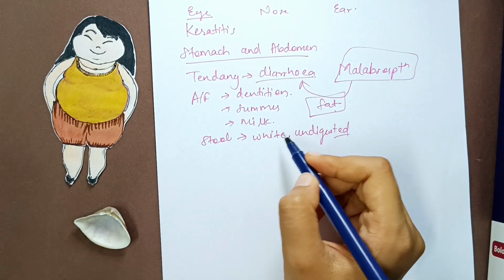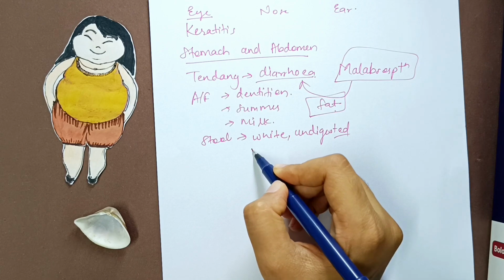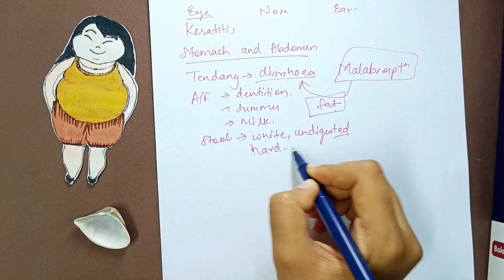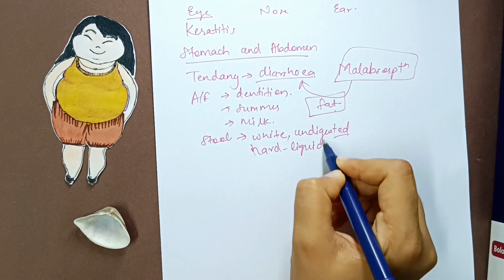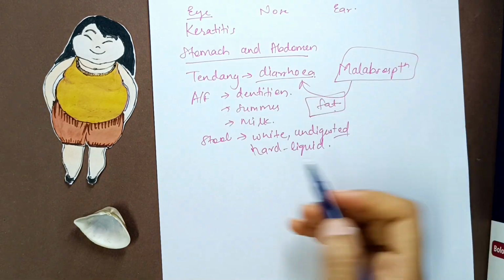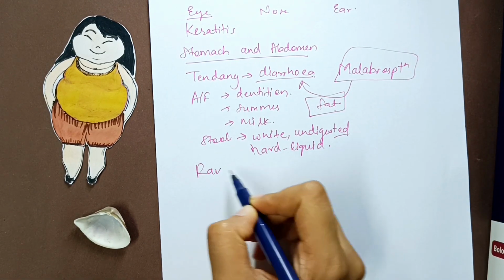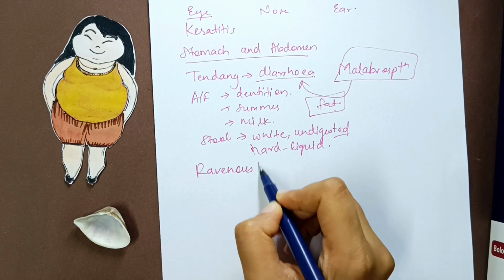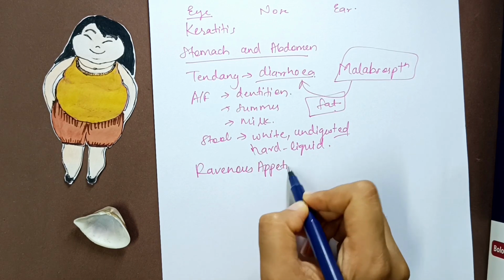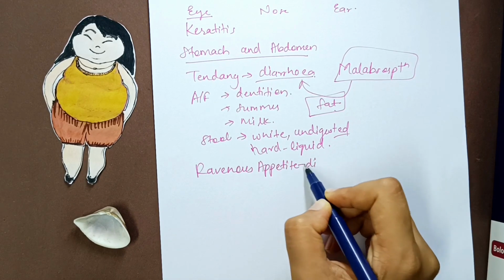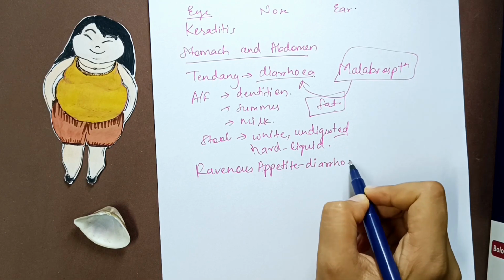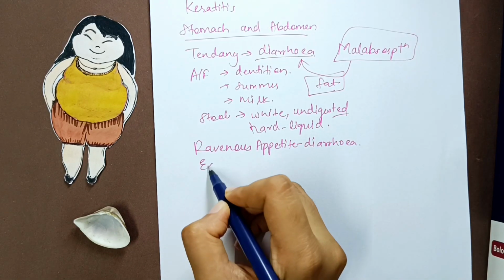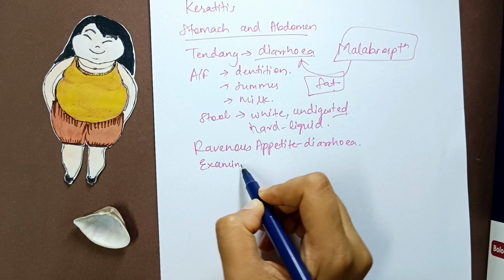And then they can be hard at the start and then become absolutely liquid afterwards. That can also be there, right? They can be involuntary, foamy. But the important point was there is ravenous appetite along with diarrhea, isn't it? And when you examine the patient, you will find two important things, right?